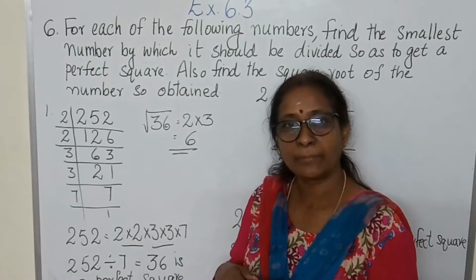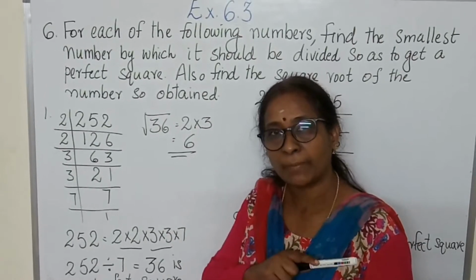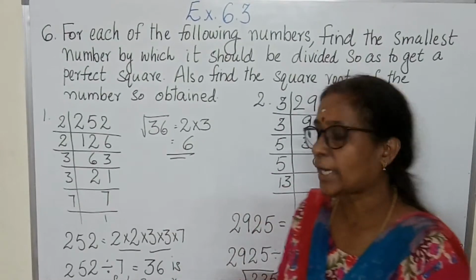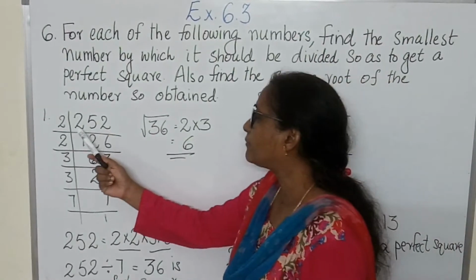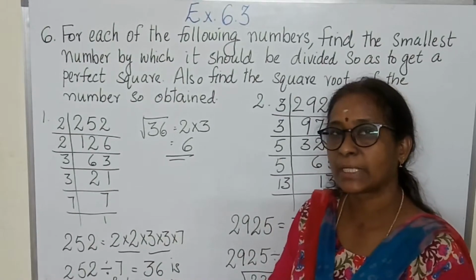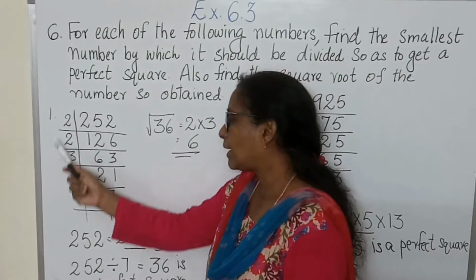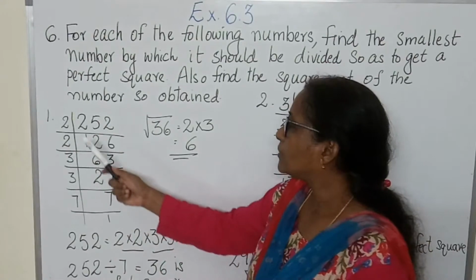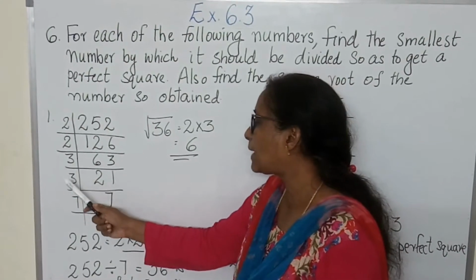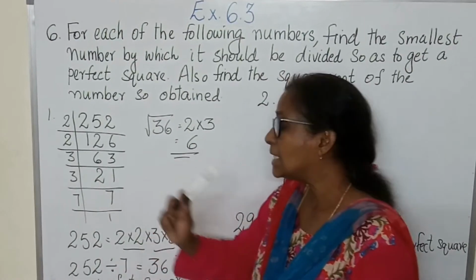Procedure will be the same. Only in place of multiplication, here we have to do division. Okay. So, let us see the question. First number is 252. So, what is the first step? Reduce it to its prime factors. So, we get 2 multiplied by 2 multiplied by 3 multiplied by 3 multiplied by 7.